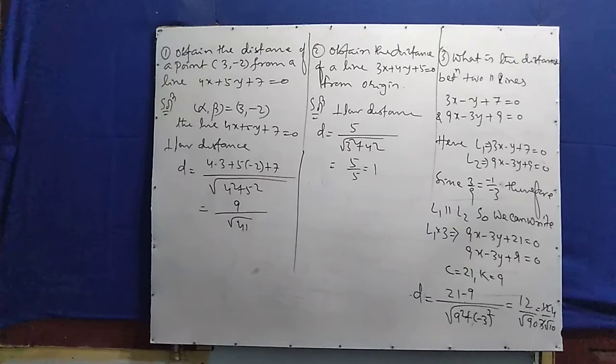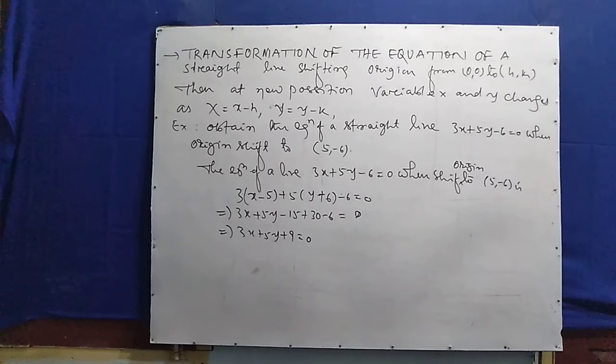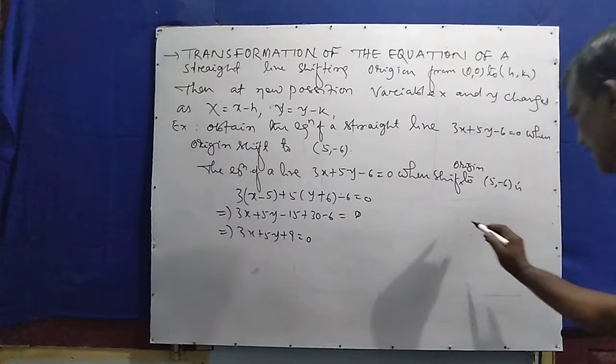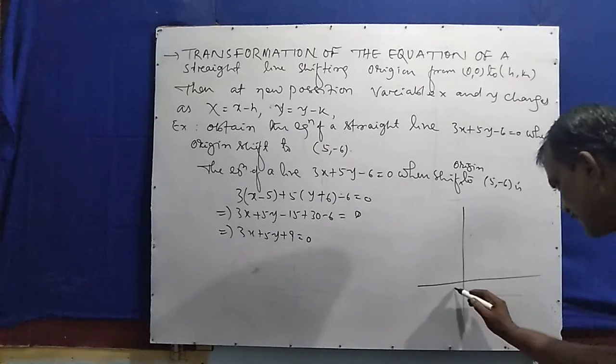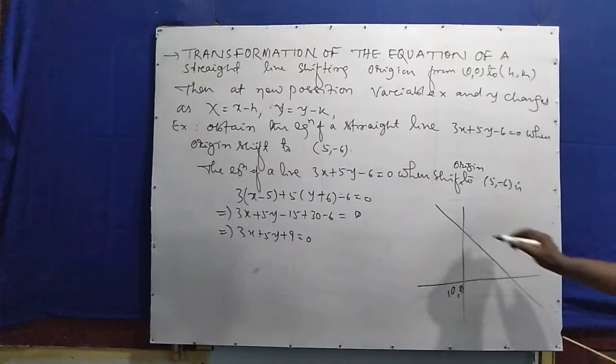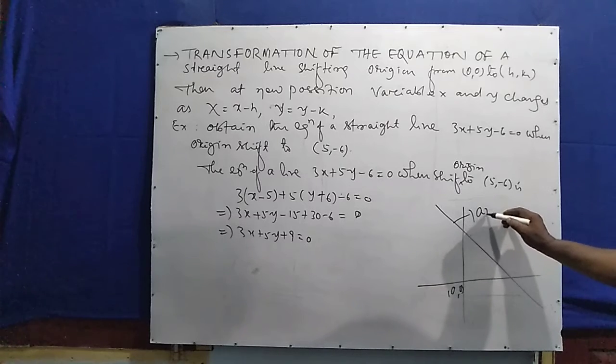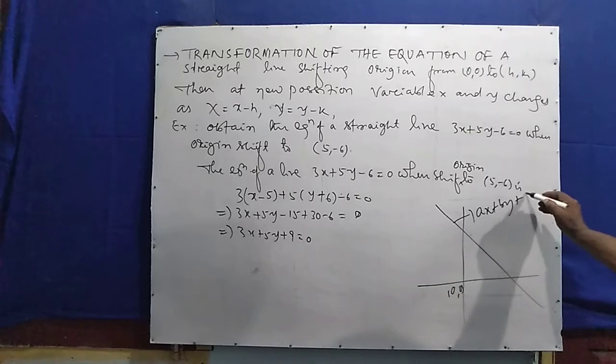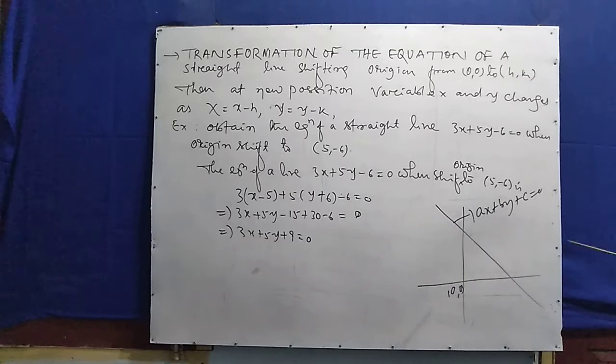Now we will discuss more formats about the straight line. Well students, now listen: the transformation of the equation when the origin shifts from 0, 0 to a given point. What is the meaning of this? Here 0, 0 is the origin. The equation of the straight line, the position of the straight line and other bodies, is always calculated with respect to the origin, that is 0, 0.